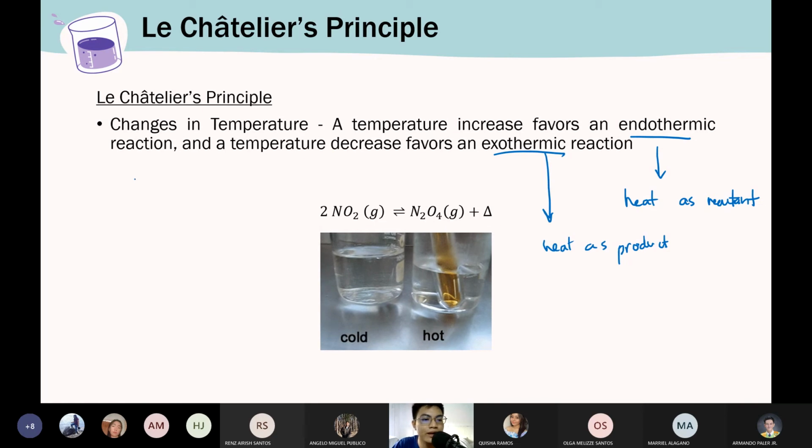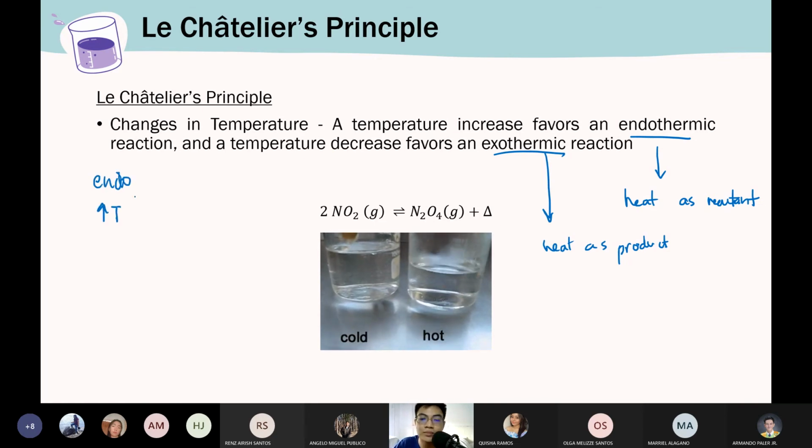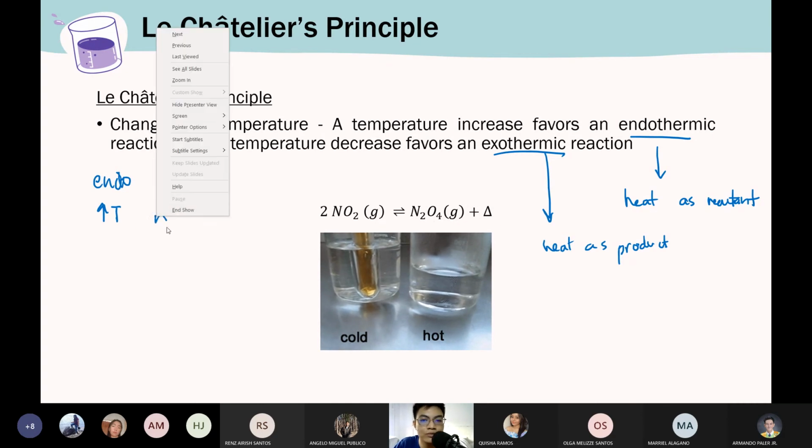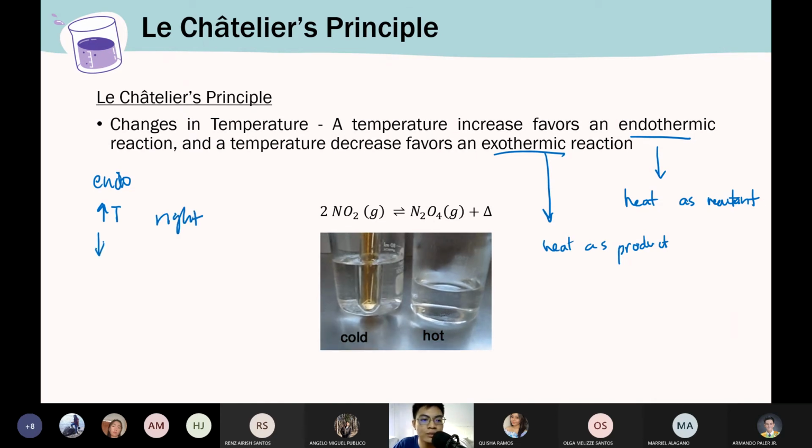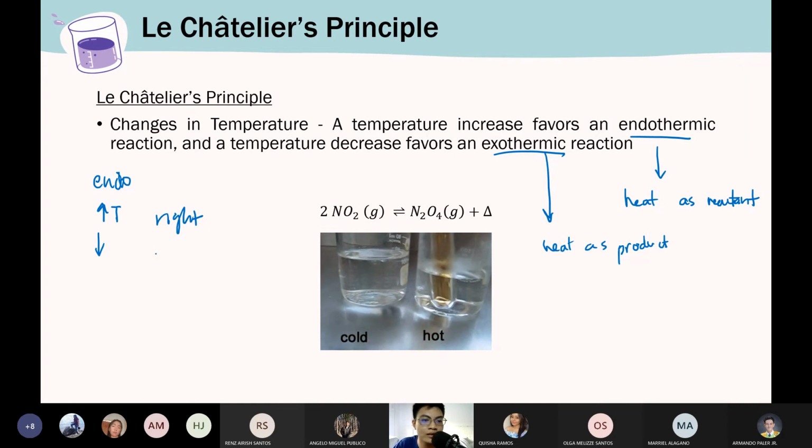Okay? So kapag endothermic, if you increase the temperature, since it is the reactant, the reaction will proceed to the right. Okay? And if endothermic yan, you decrease the temperature, meaning you decrease the reactant, edi to the left yung reaction.